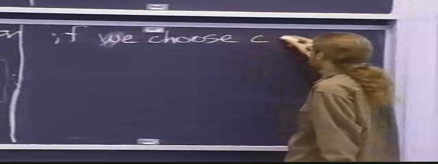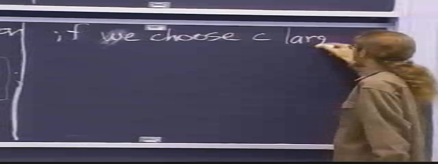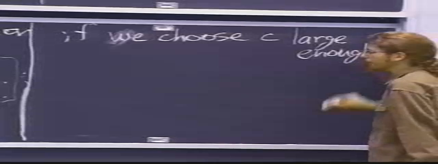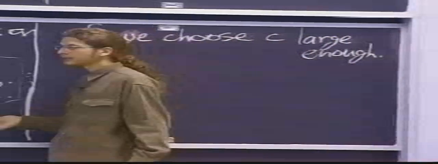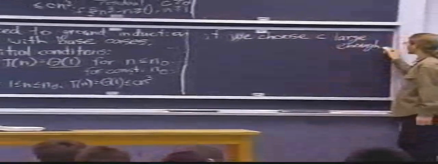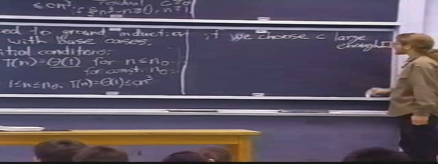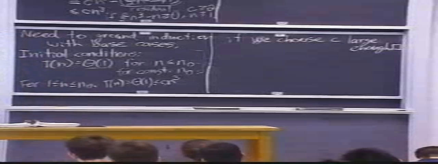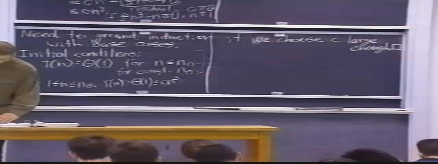So again, we're free to choose c. If we choose it large enough, that'll hold. We're just dealing with constants here, so it's really easy to get a base case. Okay, that's the end of the proof. Any questions so far? That was our first example of the substitution method. We'll see another one.